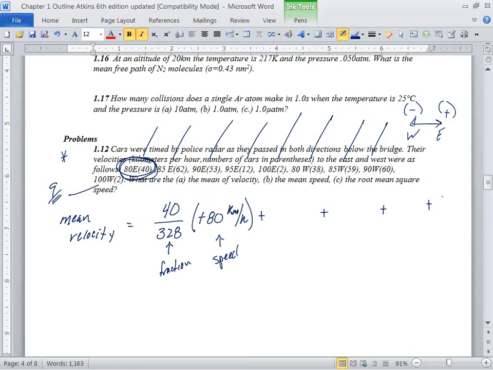And then, I think Shelby said, if it's going west, make it negative. If it's going east, make it positive. So we'd have 40 over 328, 62 over 328. That's going east, so that's positive too. And just keep going. I think the complicated one is the root mean square speed, but even that's not so bad. Just have to square the speeds.